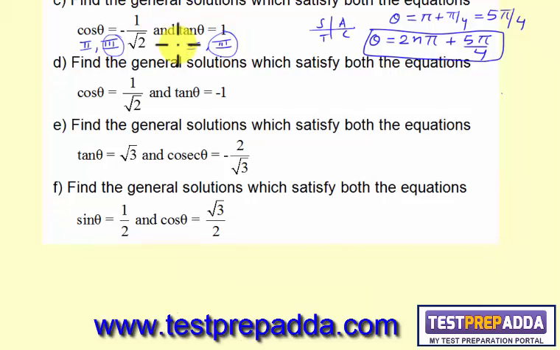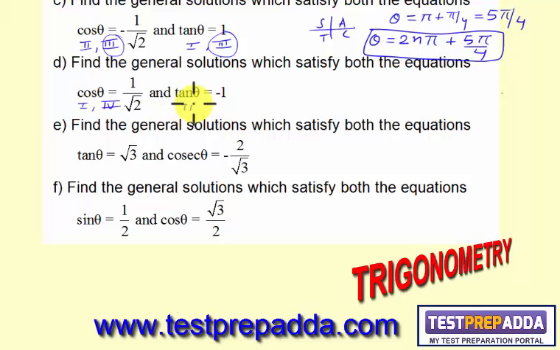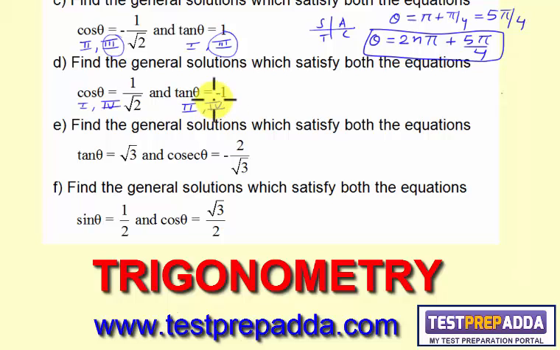Similar type of question. Here cos theta is 1 by root 2, which is positive, and tan theta is minus 1. Since cos theta is positive, it will be either in the first quadrant or in the fourth quadrant, and tan theta negative means it will be in the second quadrant or in the fourth quadrant. Okay, so you can clearly see theta which satisfies both the equations should be in the fourth quadrant.